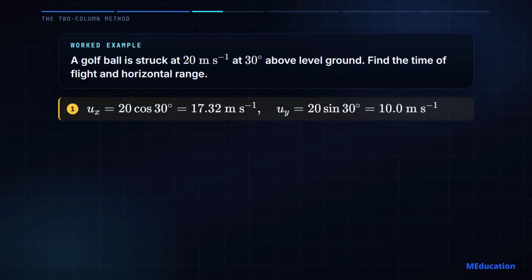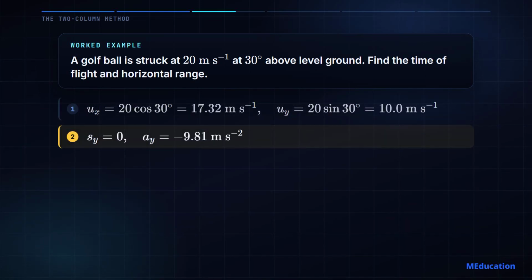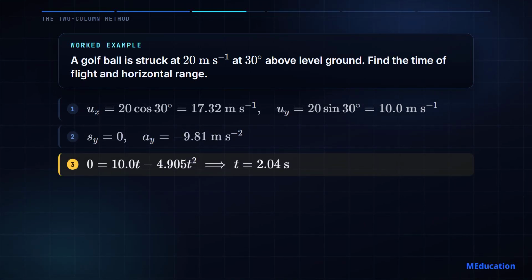Let us see this in action. First, resolve the initial velocity. The horizontal component is 20 cos 30, which is 17.32. The vertical component is 20 sin 30, which is exactly 10. Next, set up the vertical column. Take upward as positive. Because the ball lands back on level ground, its overall vertical displacement is 0. Acceleration is negative 9.81. Use the vertical suvat equation for displacement to find the time of flight. Factoring out t gives a time of 2.04 seconds.